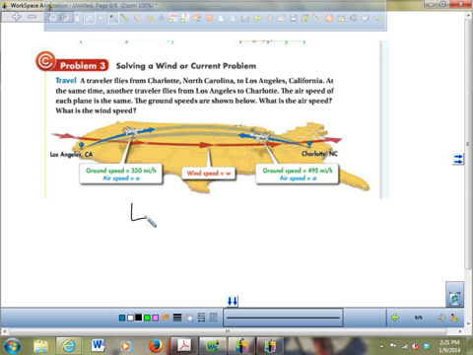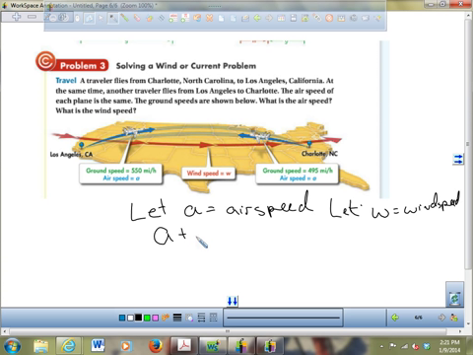So you're going to set up two variables. Let A equal airspeed. Let W equal wind speed. Let's try to set up two equations given this information. How about someone else? Anyone else? Okay, go ahead, Alex. If you're going with the wind, what does your speed look like? A plus W. Good. A plus W when you're going with the wind.